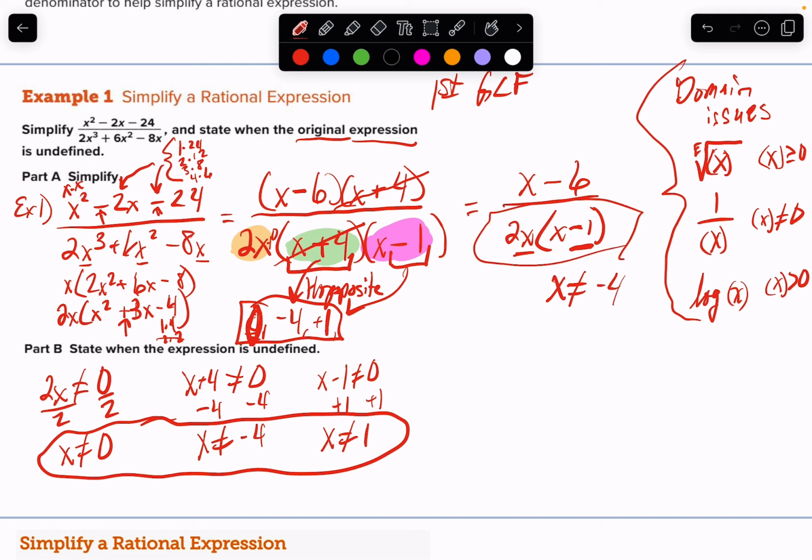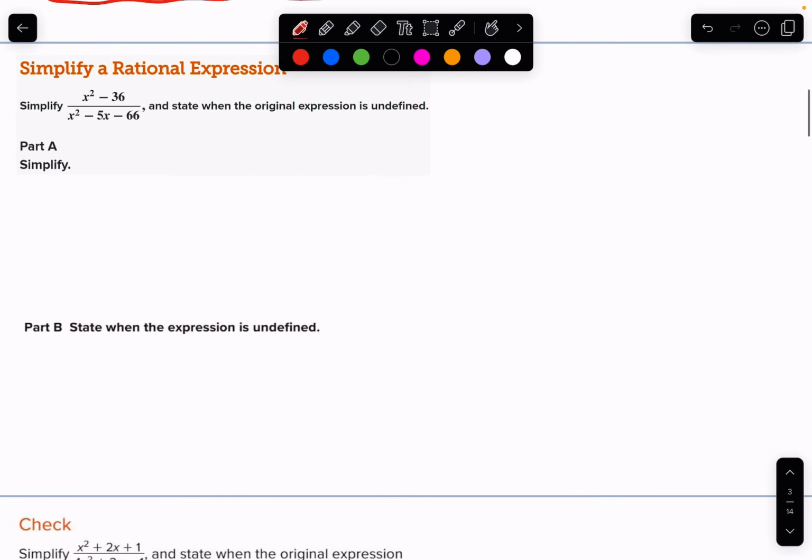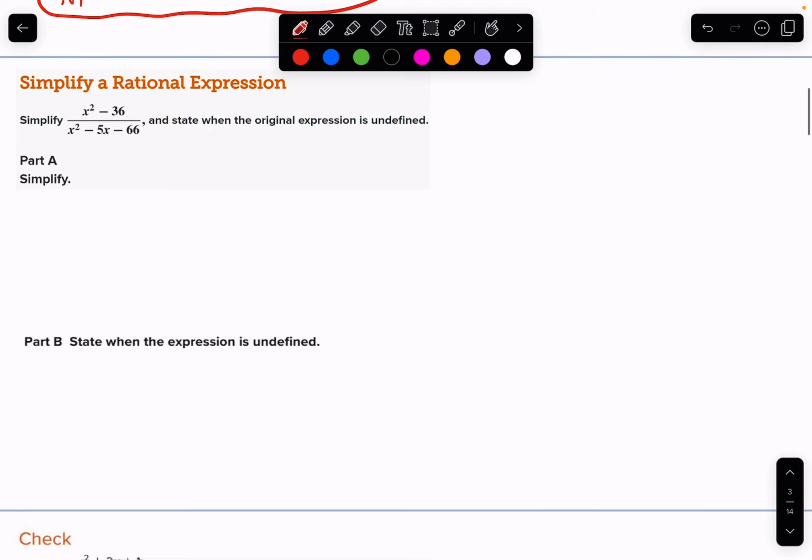Because right here, you can't see that x is not allowed to be negative 4. But back over here, it had to be. Okay. So let's try an extra example. This one's not in your book, but we're going to go ahead and do it. If you want to pause really quick and try this one on your own first, you can. But we have a check problem for that here in just 1 second.